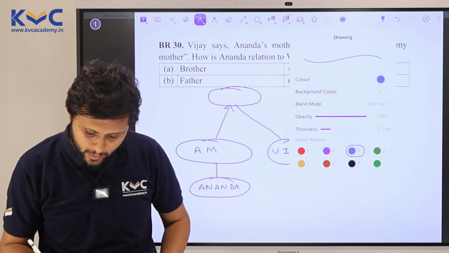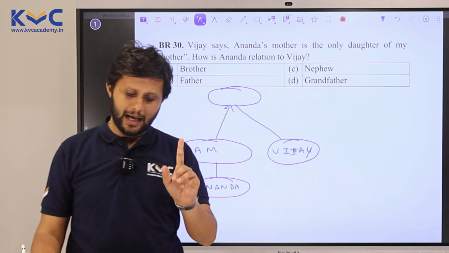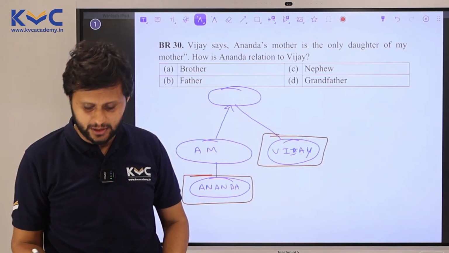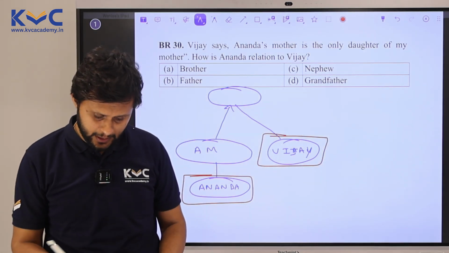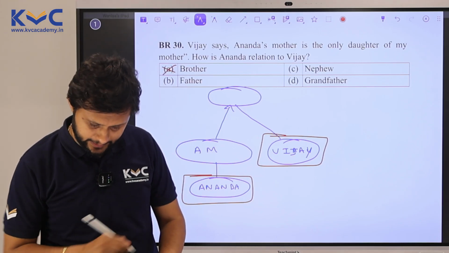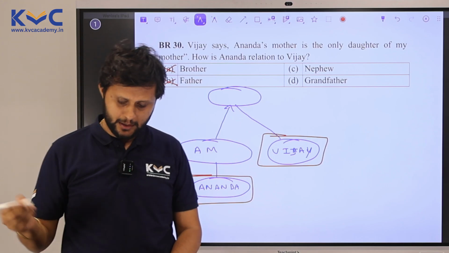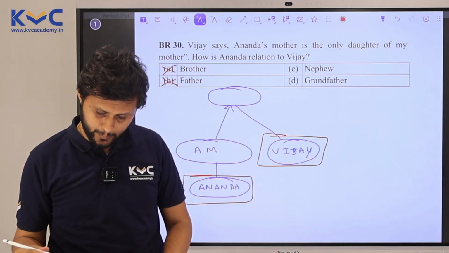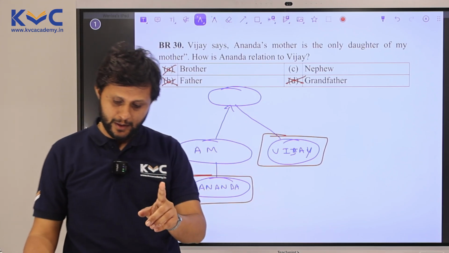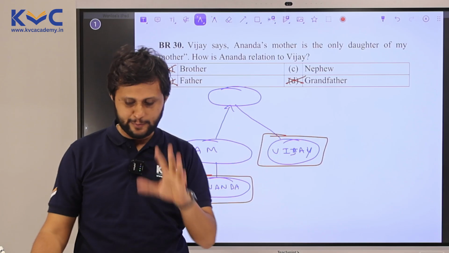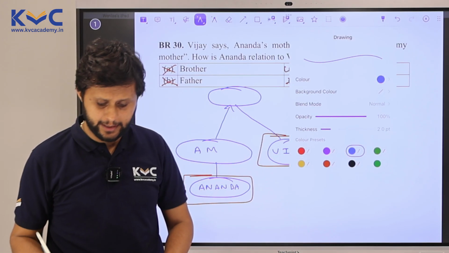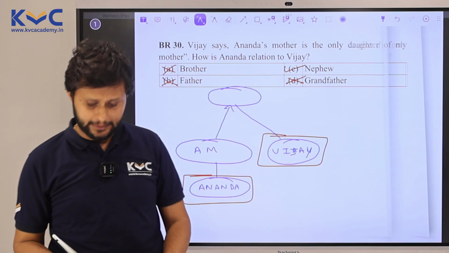And now we will see what is the requirement. How is Ananda related to Vijay? Ananda is here, Vijay is here. One generation gap. Okay. Brother is out. Father definitely no, no direct connection, not married to mother. Nephew possible. Grandfather is out. Nephew, is it possible? We are seeing from Vijay's point of view. From Vijay's point of view, Ananda is definitely a nephew. Perfect. We got that right, and we'll move to the next question. Question number 31.